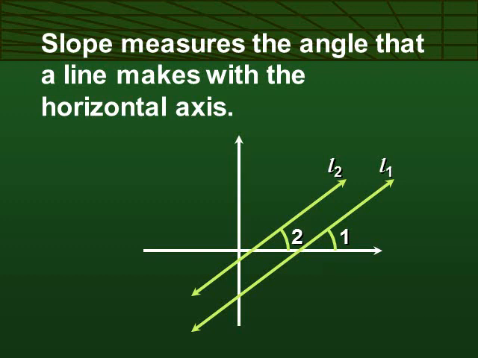So I just also want to mention here that slope measures the angle that a line makes with the horizontal axis. So if you look here, if you have two parallel lines, the horizontal axis is a transversal. So angles 1 and 2 that are marked here are corresponding angles. And that is exactly how you would prove that these lines are parallel. The proof is just a short 5-step proof. It's on page 432 if you want to take a look at that.